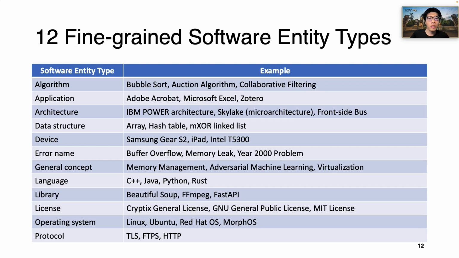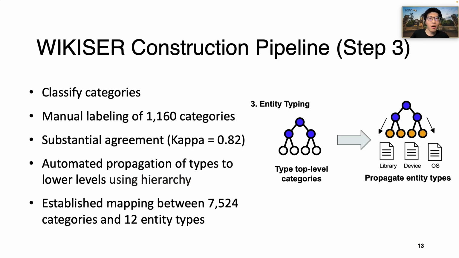In step 3, we need to infer the types of these software entities. To achieve this, we define 12 fine-grained software entity types, which are listed in this table. For example, bubble sort is an algorithm and Java is a programming language. We manually label 1,160 categories from the root category, automatically propagate labels to remaining categories using the hierarchy, and establish a mapping between 7,524 categories and 12 entity types.